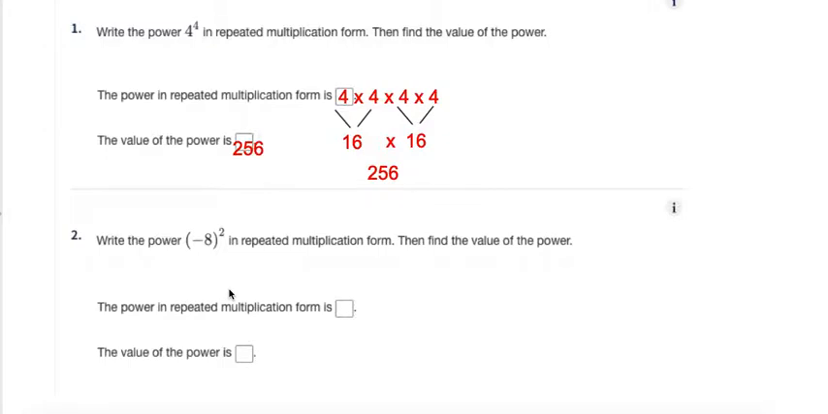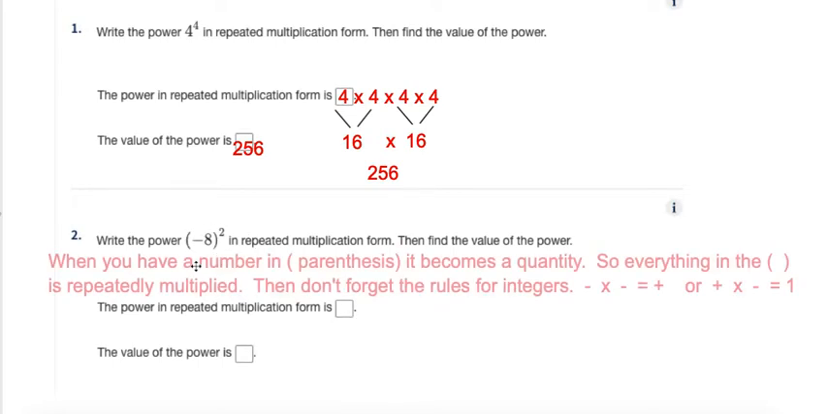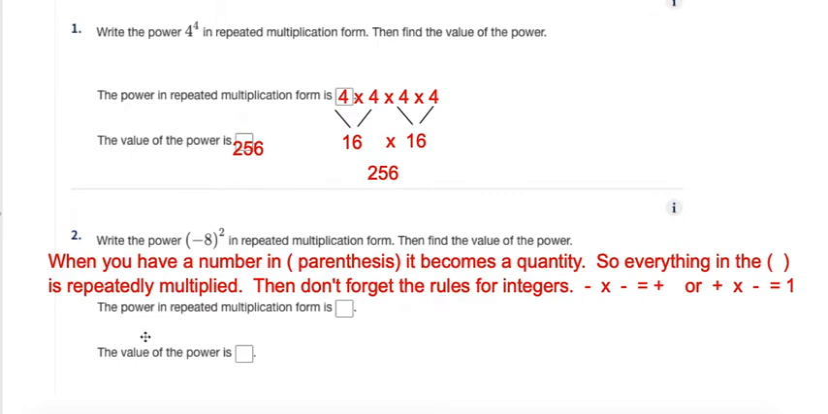The second question, and by the way, pause this video if you need to so that you can make corrections on your work. The second question is asking you to find the value of the quantity -8 when it's raised to the 2nd power, or squared, in repeated multiplication form. You have to remember that this is a quantity. Whenever you get numbers in parentheses, it becomes a quantity, so everything inside is repeatedly multiplied. So you would take a -8 times another -8, and when you rewrite this as a power in repeated multiplication, you leave it in the parentheses.